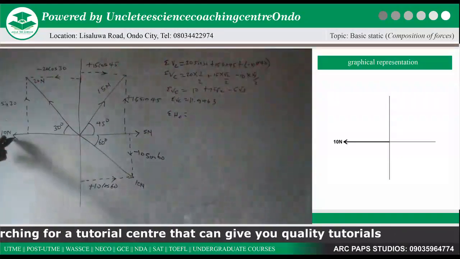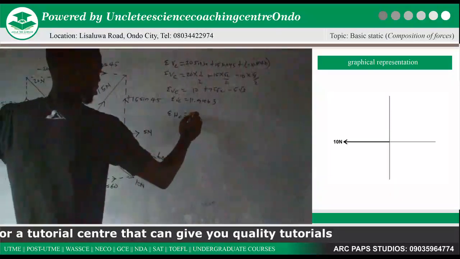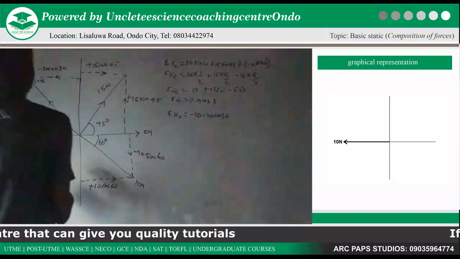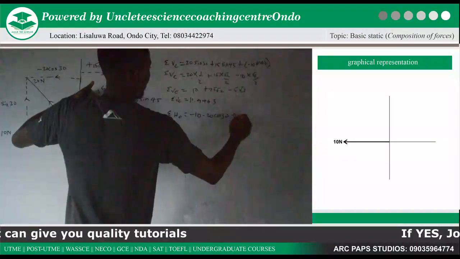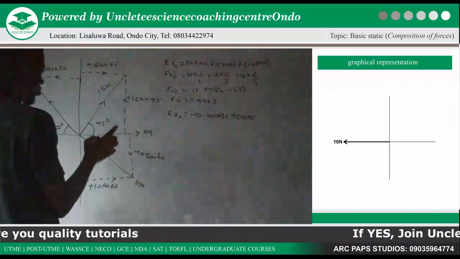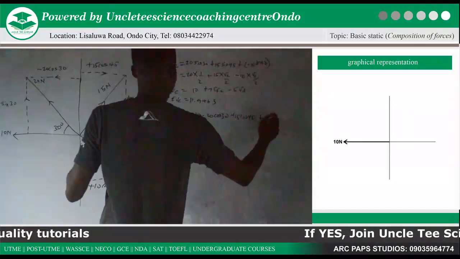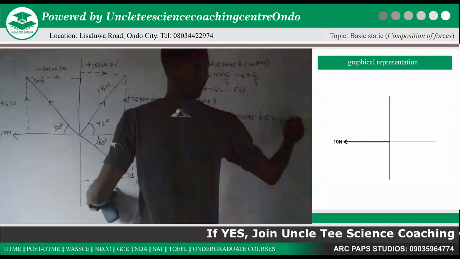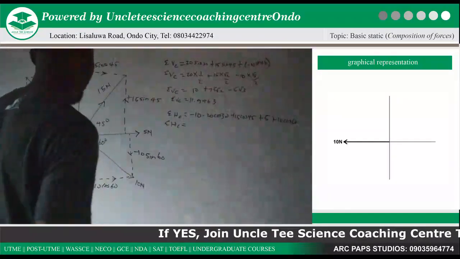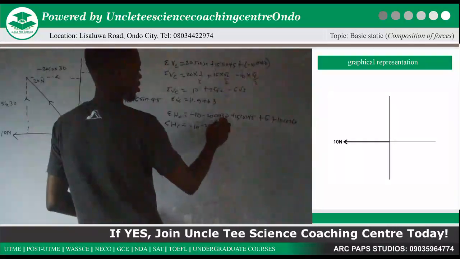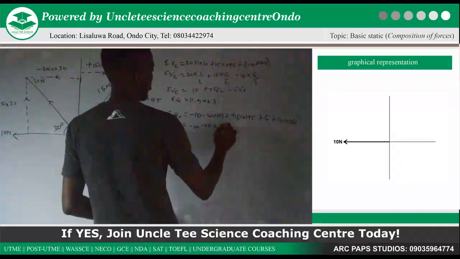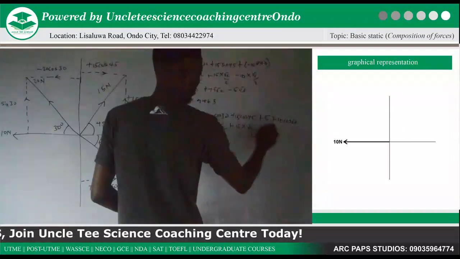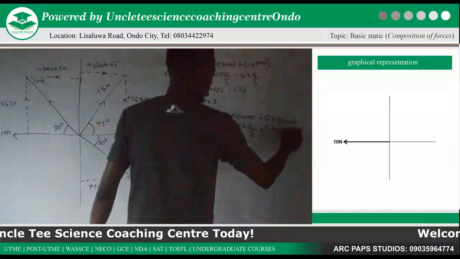Now our summation of the horizontal components. The first horizontal force we have is 10, pointing towards the negative x-axis, so that's minus 10. The other one is minus 20 cos 30. After this, we also have plus 15 cos 45. Then we have plus 5 newton, and the last one, plus 10 cos 60. So the sum is minus 10 minus 20 times cos 30, which is root 3 over 2, plus 15 times cos 45, root 2 over 2, plus 5, plus 10 times cos 60, which is 1 over 2.